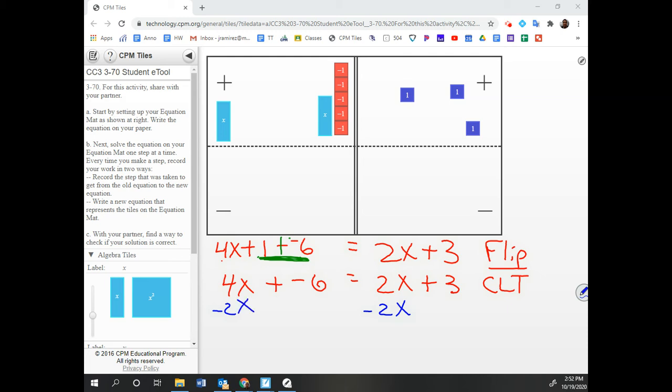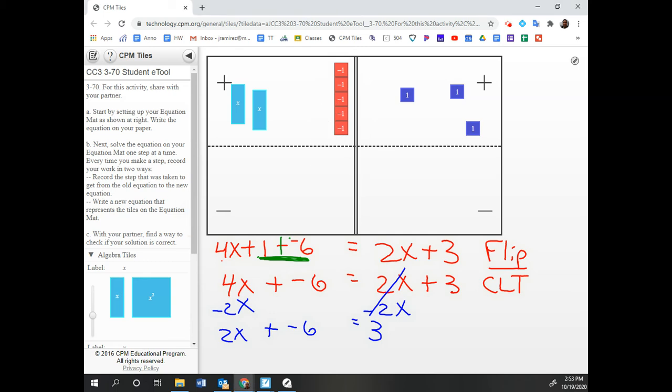Okay? Took away 2x from both sides, that cancels that out. 4x minus 2x is 2x plus negative 6 equals just 3. Now, here's where it gets tricky. My goal is to get the x alone. I've got x's, but then I've got these tiles over here, and I don't want them on this side. So how do we talk about what to do when we've got these that we got to get rid of?